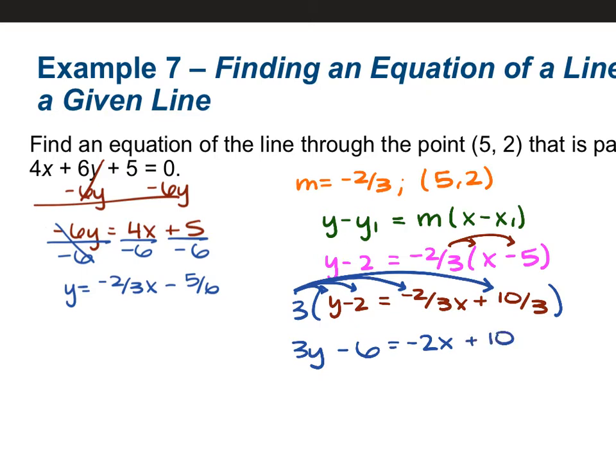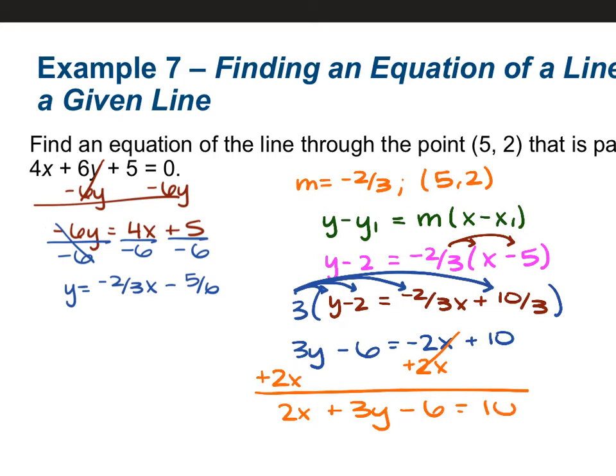So from here, I want my x and my y to be on the same side. My x has to be positive, and my constant has to be on its own side. So I'm going to move this 2x over by adding it to both sides. So I have 2x plus 3y minus 6 is equal to 10.